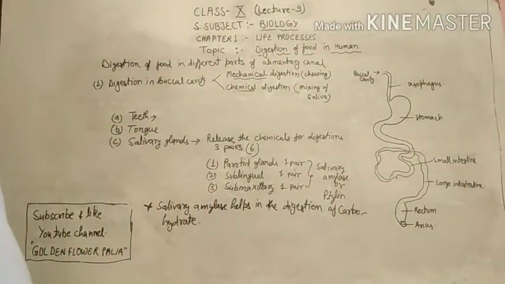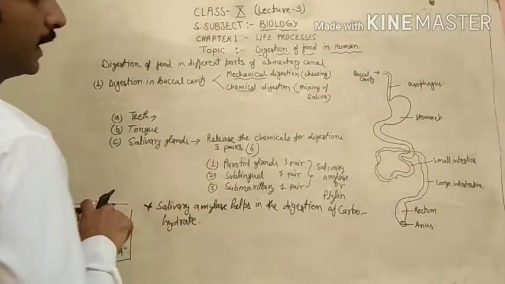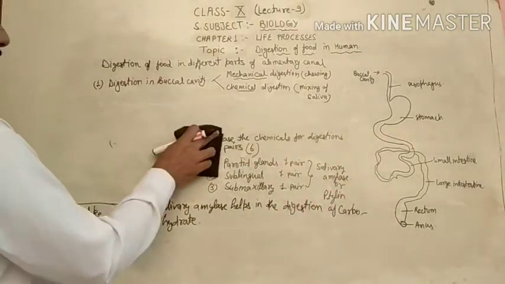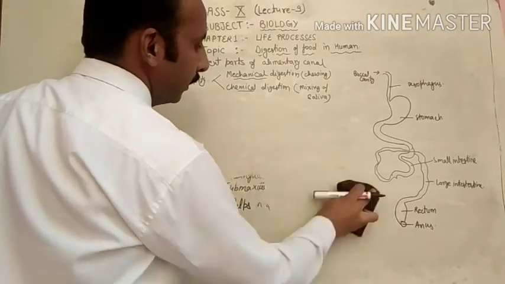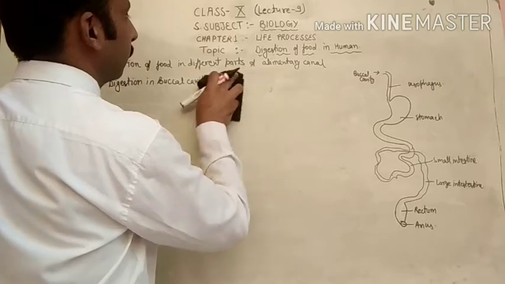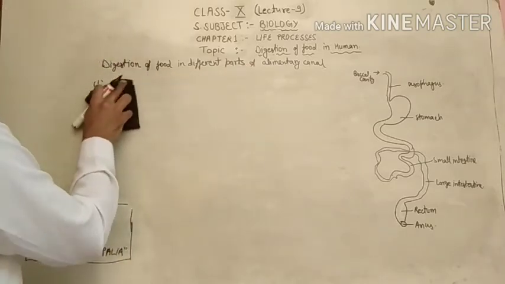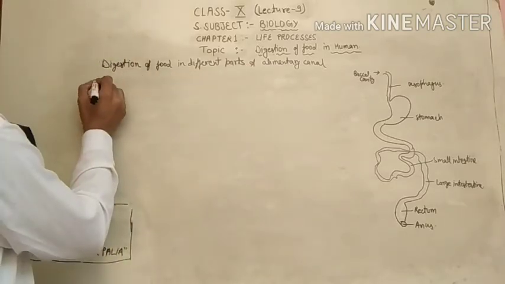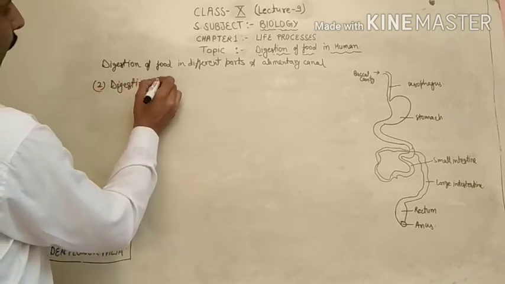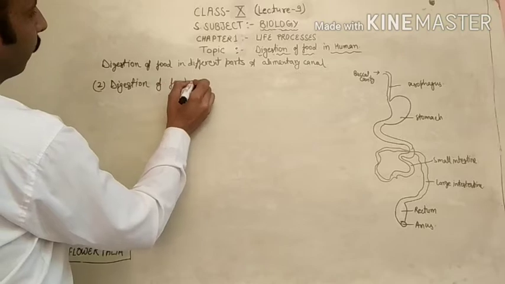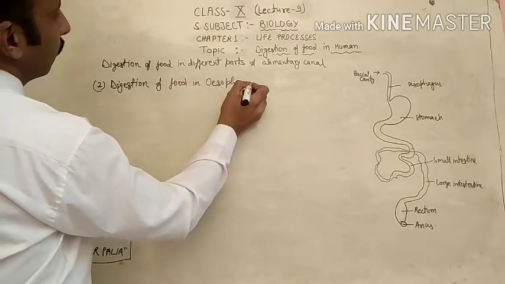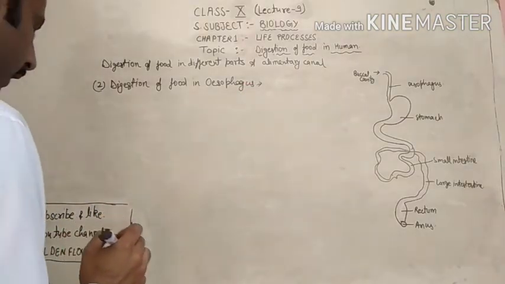Now after that, after the buccal cavity, the next part is the pharynx. So in pharynx, no digestion takes place. Next one is the digestion of food in esophagus. Second one, digestion of food in esophagus.